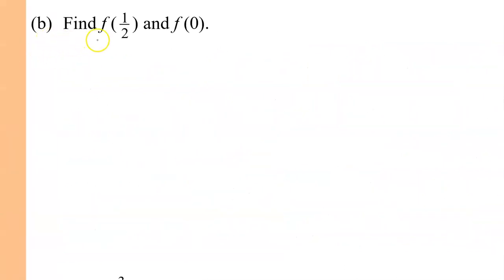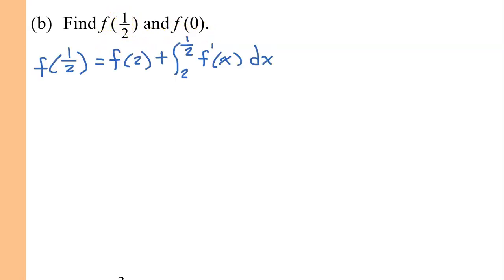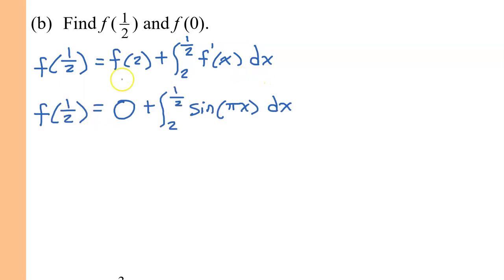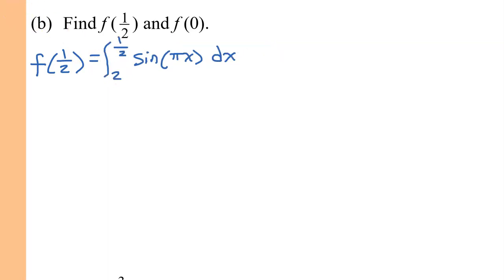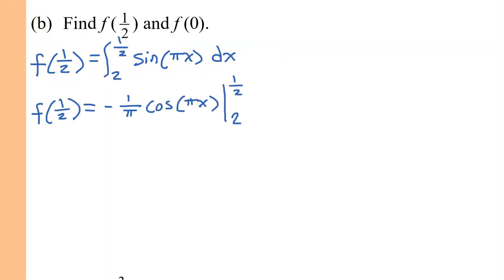For part B, we need to find f at 1/2 and f at 0. Let's start with f at 1/2. Using the first fundamental theorem of calculus, we have this. We are given that f at 2 is 0 and f prime is sine of pi x. So now we have this. Taking away the 0, we have this.